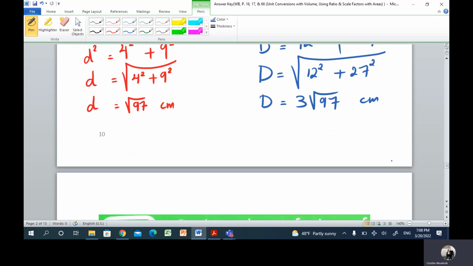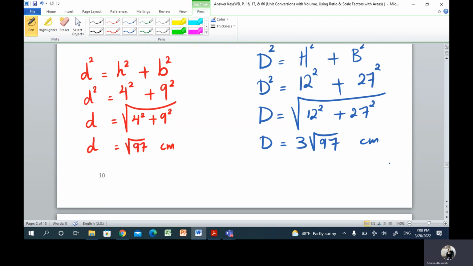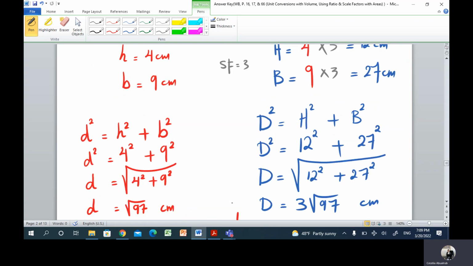If they ask us to find a formula between D small and D capital, we're going to say that D capital is equal to 3 times D small. Am I right? 3 times D small. Or we can say that D small is equal to D capital divided by 3. And that's how we write a formula between D capital and D small.